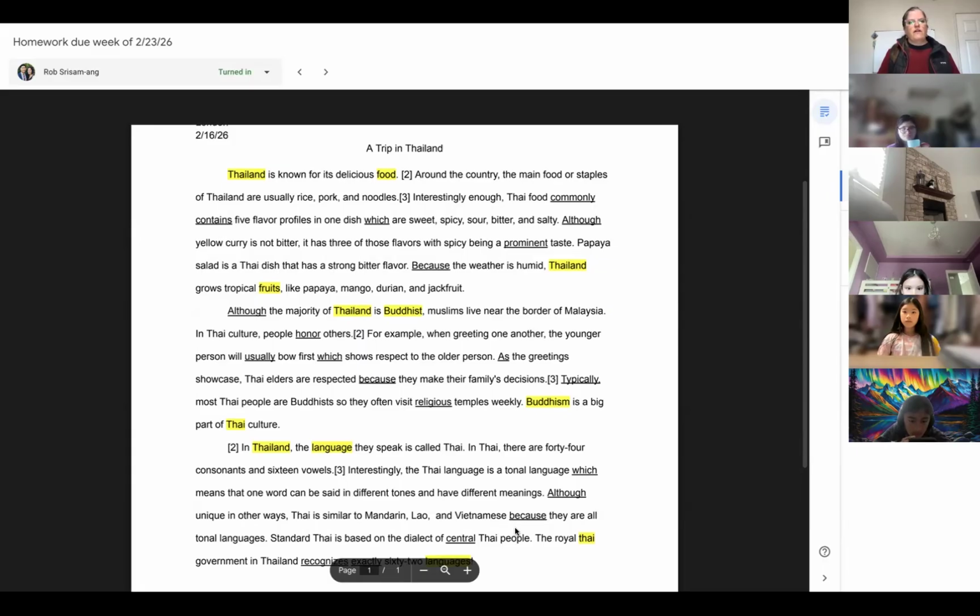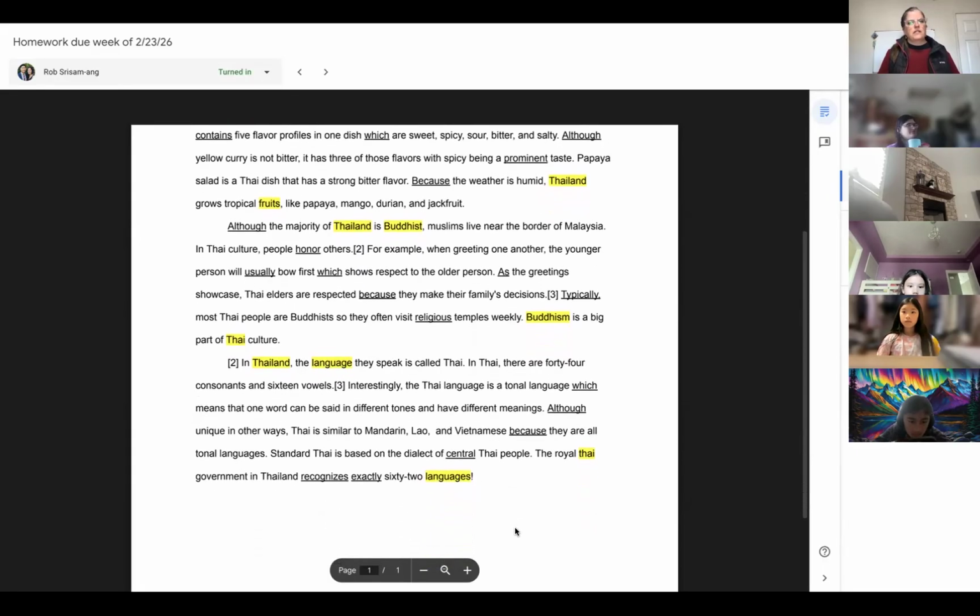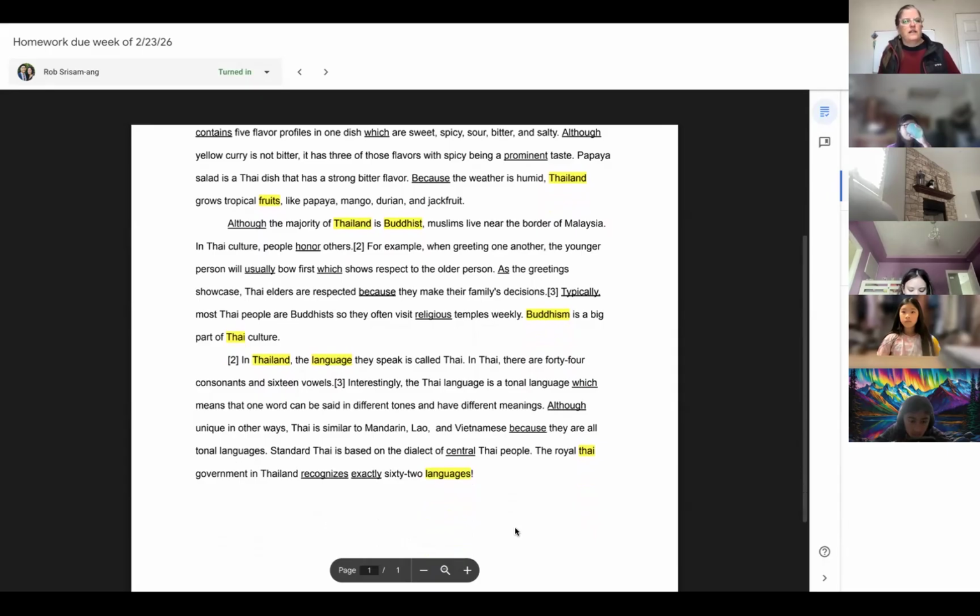Although the majority of Thailand is Buddhist, Muslims live near the border of Malaysia. In Thai culture, people honor others. For example, when greeting one another, the younger person will usually bow first, which shows respect to the older person. As the greetings showcase, Thai elders are respected because they make their family's decisions. Typically, most Thai people are Buddhists, so they often visit religious temples weekly. Buddhism is a big part of Thai culture.